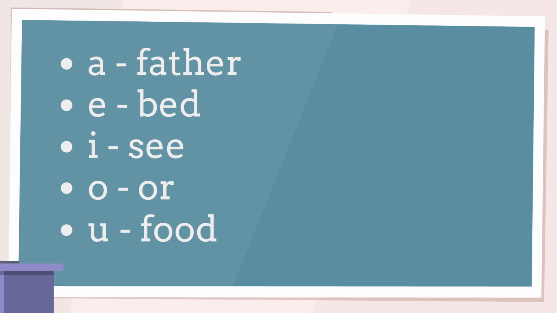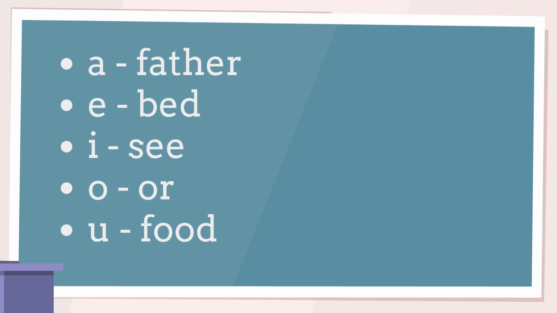In English, each vowel can make a different sound. However, in Spanish, each vowel makes only one sound. The letter A makes the sound we make in the word father. The letter E makes the sound we make in the word bed. The letter I makes the sound we make with the double E in the word see.